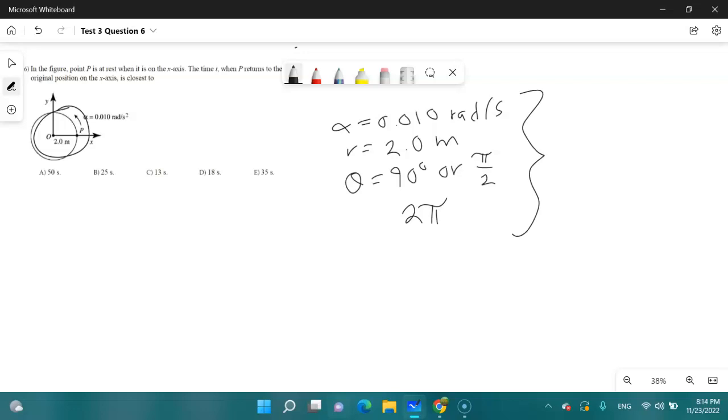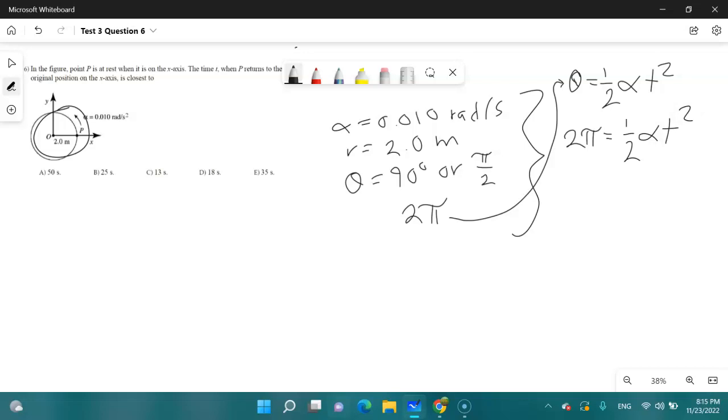So now let's do an equation over here. We know that theta is going to be equal to half of the angular acceleration times the time squared. And the value that I said we're using for theta, a full rotation, is going to be 2 pi. So we can just go ahead and plug that in. And we can also plug in the angular acceleration that we also have. So it'll be half times the angular acceleration times t squared.